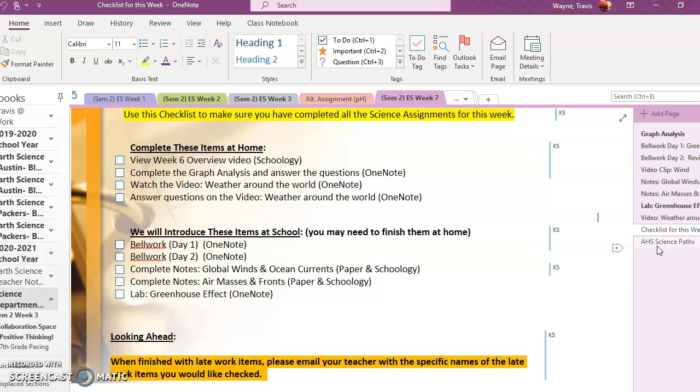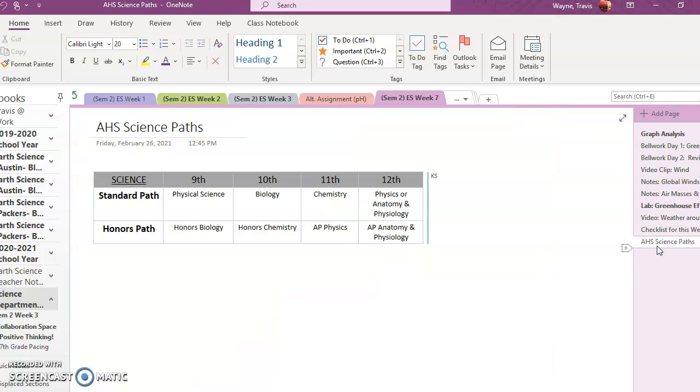The last thing I want to point out here is the Austin High School science paths. As we're gearing towards registration and all that fun stuff, we just wanted to post this on your OneNote to give you an idea of what your science paths may look like. The standard path, or essentially the path that the majority of students will take, is going to involve you guys taking physical science in 9th grade, biology 10th, chemistry 11th, and physics or anatomy and physiology.